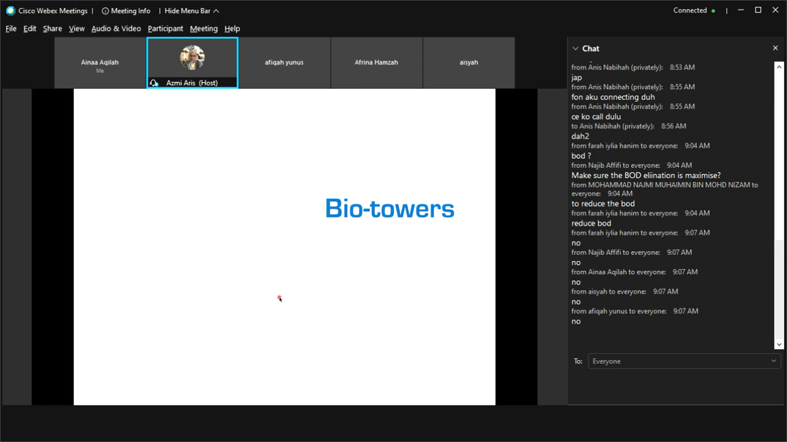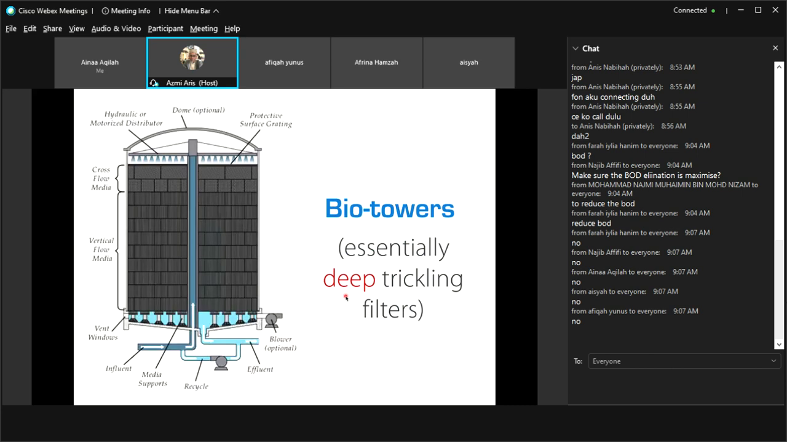So now that is when they developed a new trickling filter. They call it bio tower. And why is it called bio tower? Because the media is high, or it is basically a deep trickling filter. So just now I said the height of the trickling filter is 2 meter. For bio tower, it can go up to 6 or 7 meter, because of the media. Okay, we will look later on at what type of media is being used.